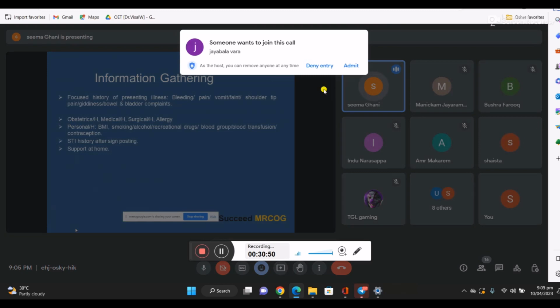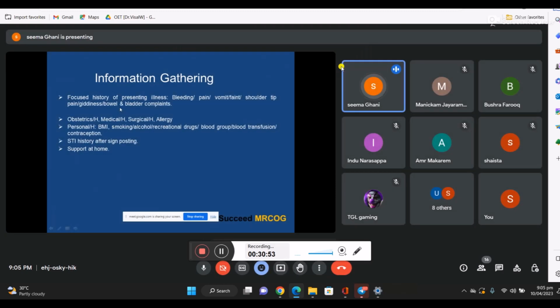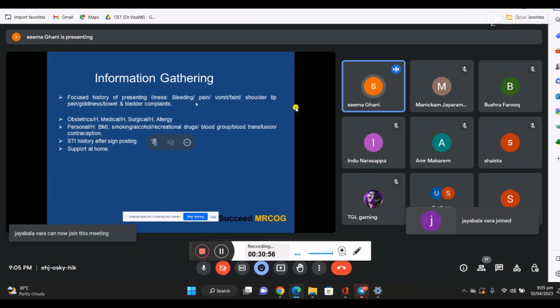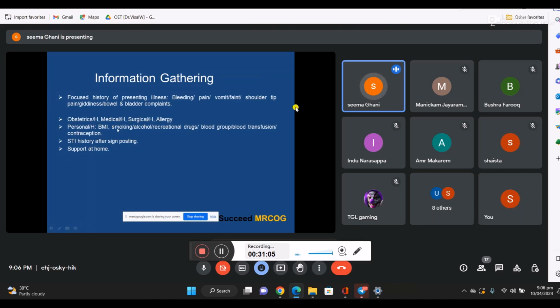Okay. So in the information gathering, you passed in this domain. You take the focused history. You inquire about the pain, bleeding, shoulder tip pain. You inquire about the details of the previous obstetric history, and you inquire about allergy, medical and surgical history, BMI, smoking, blood group, reservation, contraception. The patient was asking, why is this happening all the time with me? At this time you can say one line, and this one line is also missing. You can say, don't blame yourself, this has happened. And for women who have had a previous ectopic pregnancy, the chance of having a recurrent ectopic pregnancy is increased. You can say it like that also. So this one line is also missing.